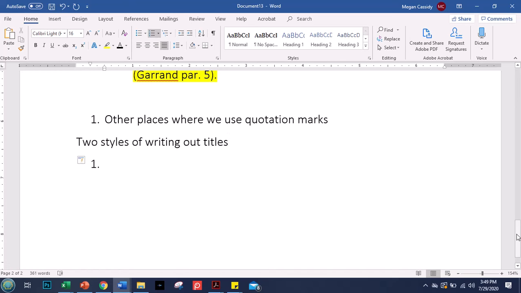The first, there we go, the first is italics. And italics are used for major works. Major means things that are long. So longer works. And I say works because it can be a number of different things. So here are some examples.